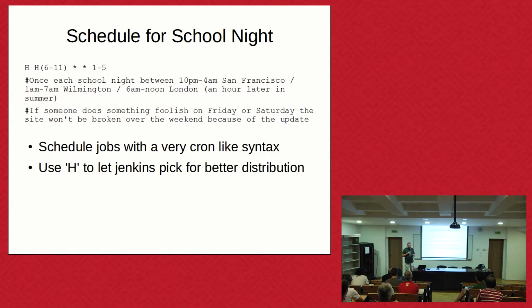So we have a job, I gave it H 6 through 11, star, 1 through 5, which means work days in the morning, so it's between 6 and 11, 6 and noon in London, and those other times, that's when it's going to run. So we use this for the job that actually pushes Jenkins scripts out. So if you mess up Friday night, it's not going to happen in a Saturday morning push and be broken all weekend. Worst case is it's broken Monday morning and someone can fix it pretty quick.